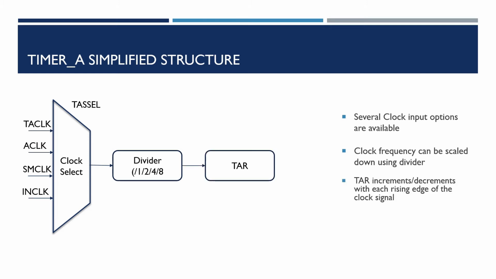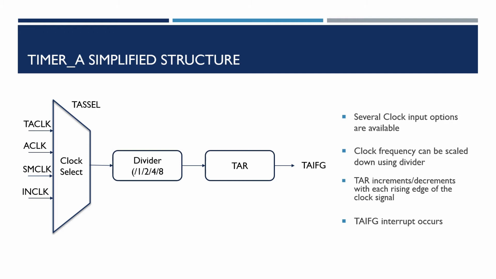Then the next thing is TAR, which is the official name for your counter register that we just saw in the previous slides. So the counter register is the 16-bit register which increments or decrements with the rising edge of the clock signal. That register is the Timer A register, which we were talking about. With each pulse, obviously it will increment or decrement. And the moment it overflows, you get the TAIFG interrupt.